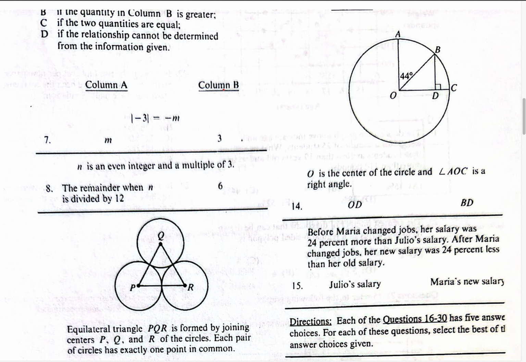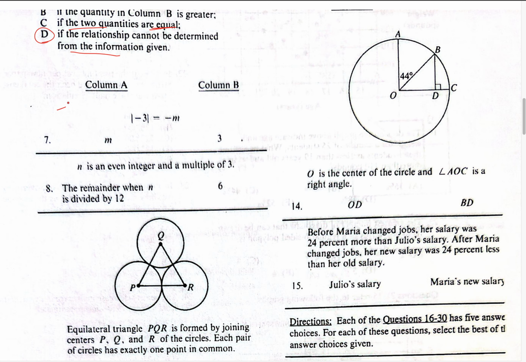And B is the one that we have to select if we think the quantity in column B is greater, right? C is what we select if the two quantities are equal. And D means that we cannot determine the relationship between the two quantities because the information given is not sufficient. Okay, so the first question is negative m is equal to the absolute value of negative 3.